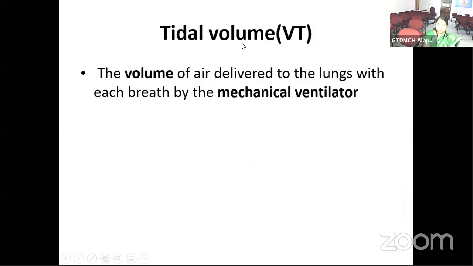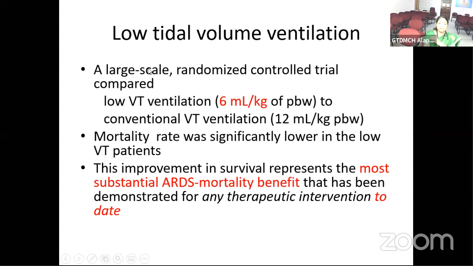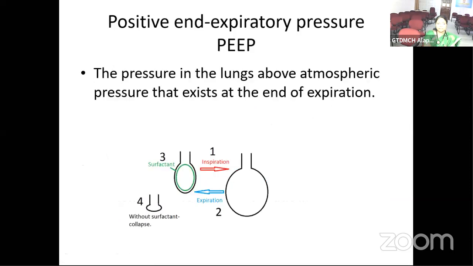Yeah. So I told you the tidal volume is the volume of air delivered to the lung with each breath by the mechanical ventilator. So you have to give a low tidal volume ventilation to protect the normal areas of the lung. Usually in the conventional ventilatory method, we will give a tidal volume of 12 ml per kilogram of predicted body weight. But in ARDS, you have to give a low tidal volume, that is 6 ml per kilogram of predicted body weight. This is the most substantial ARDS mortality benefit shown from any of the studies conducted so far. So this is very, very important, low tidal volume ventilation. You must keep this word in mind.